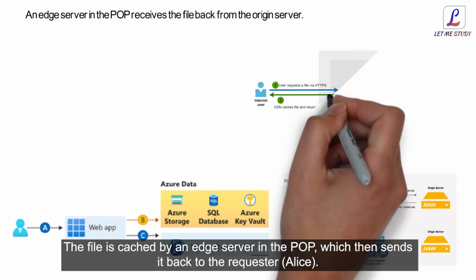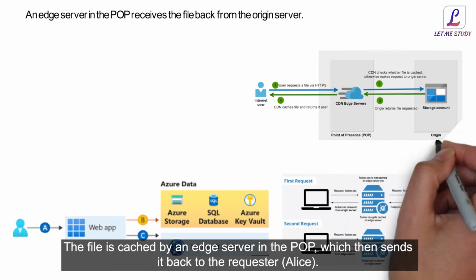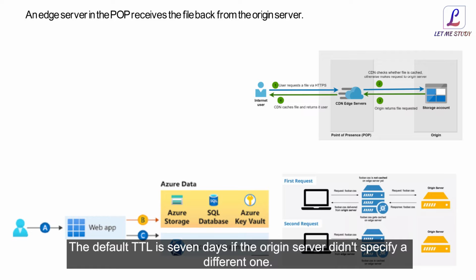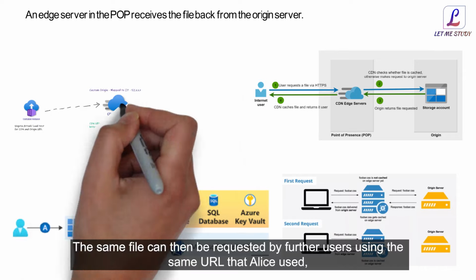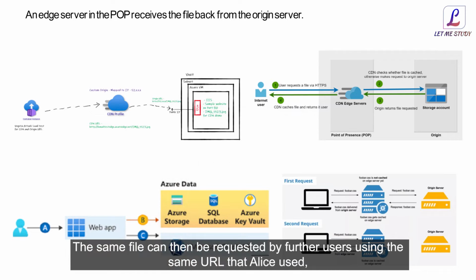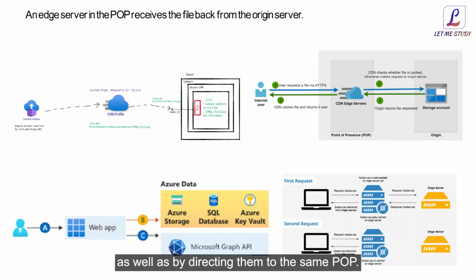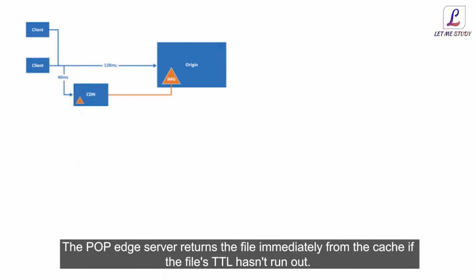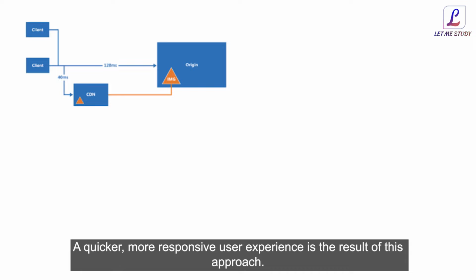The file is cached by an edge server in the POP, which then sends it back to the requester, Alias. Until the time to live (TTL) indicated by its HTTP header expires, the file is still cached on the edge server in the POP. The default TTL is 7 days if the origin server didn't specify a different one. The same file can then be requested by further users using the same URL that Alias used, as well as by directing them to the same POP. The POP edge server returns the file immediately from the cache if the file's TTL hasn't run out. A quicker, more responsive user experience is the result of this approach.